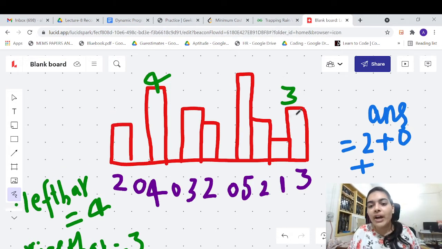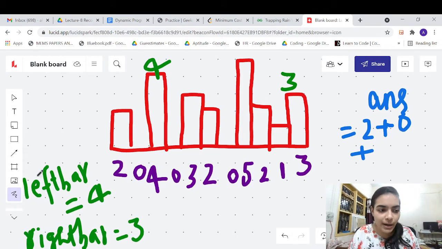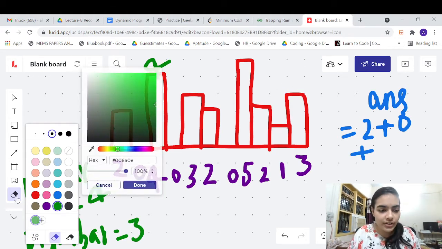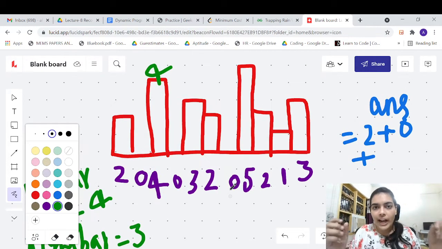So if we have to move something now, which will we shift? We will shift the right bar. That is what we are doing: whichever is smaller, we will shift that. So let us shift the right bar. Let's shift the right pointer, right?